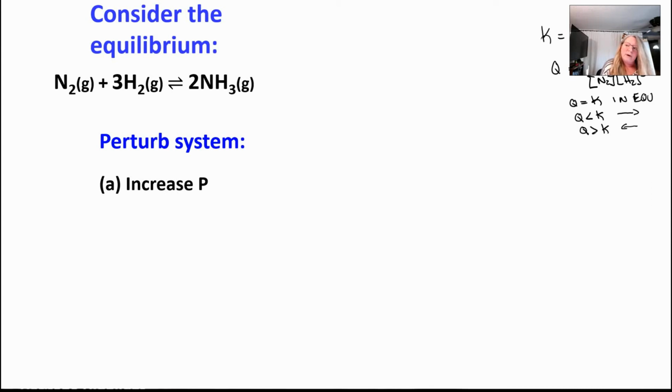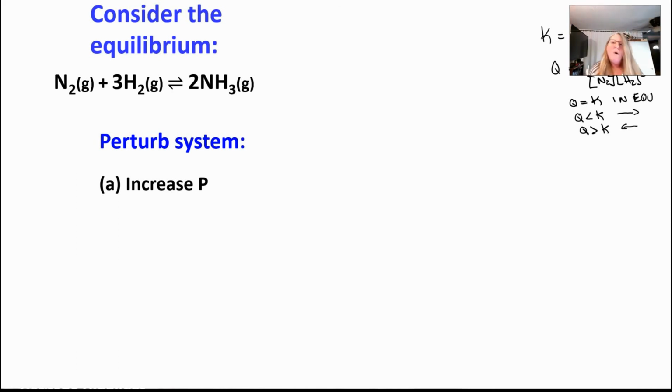Well, now I want to look at what happens if I change pressure. So going back to this reaction that we've been using, if I increase the pressure of this system, what do you think is going to happen? Am I going to shift my equilibrium to the right, to the left? What do you think? Pause for a second and think about it.